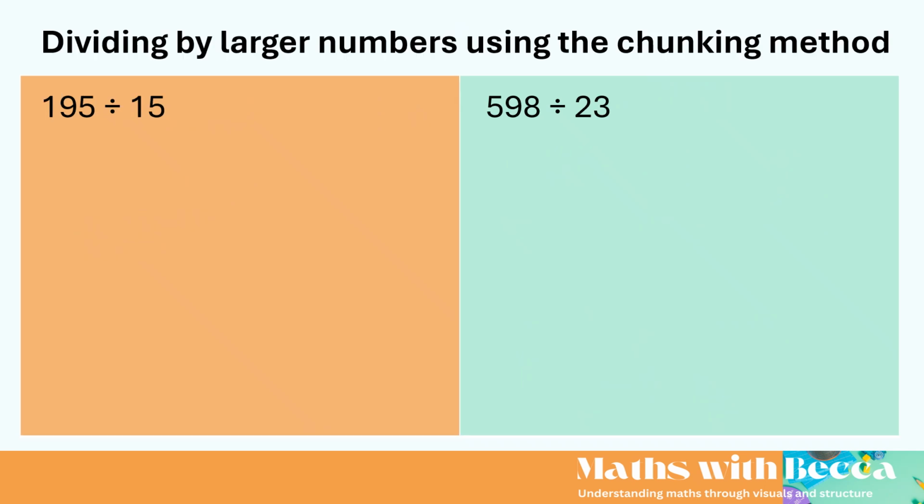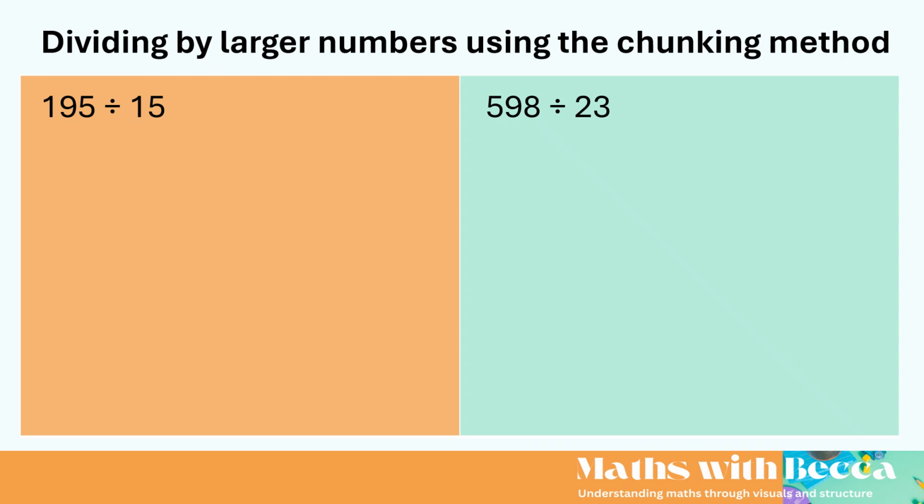The next thing we're going to look at is dividing by larger numbers, and we're going to use a method which is called the chunking method. And this goes with the concept that division is like repeated subtraction. Basically, you keep taking away the number until you get to 0, until you've used all of the number up. But that would take ages if you had to take away 15 and then another 15 and then another 15, that just takes a really long time. So what we can do is we can group them together or do chunks.